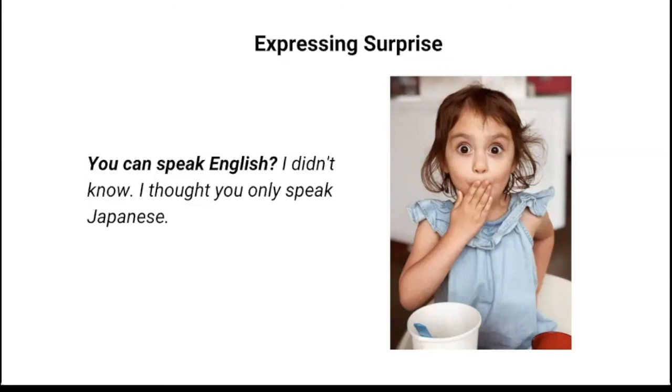So if you say, can you speak English? Well, that means that we don't know yet if the person speaks English. We're not sure. But here, we're actually asking, you can speak English? Which means that the person knows how to speak English. Okay? So that's when we use the statement, but with the question form. Or that's how we use the statement in a question form.